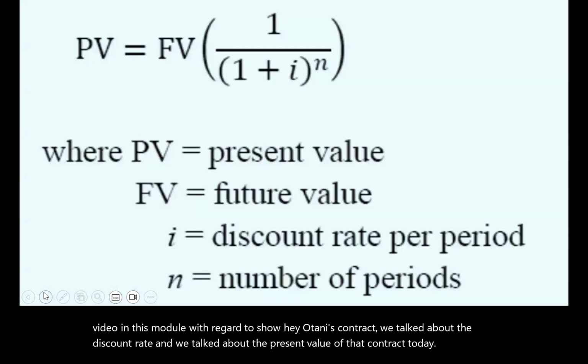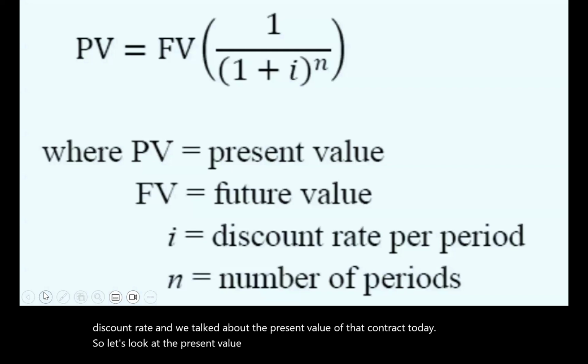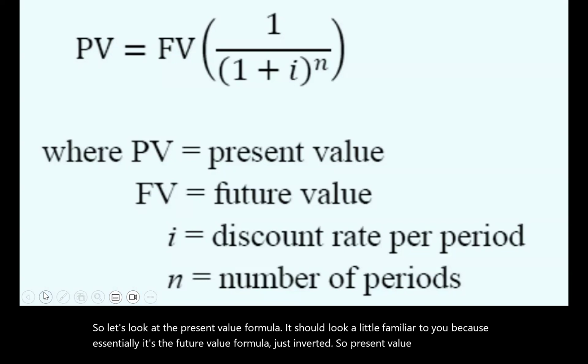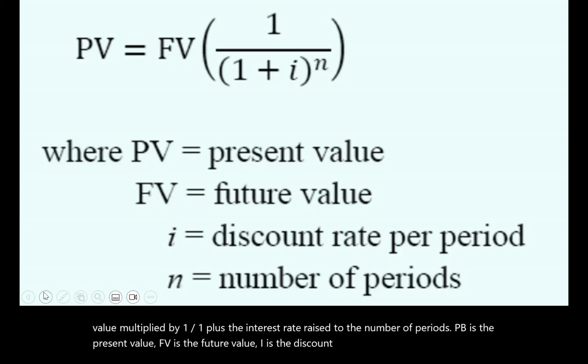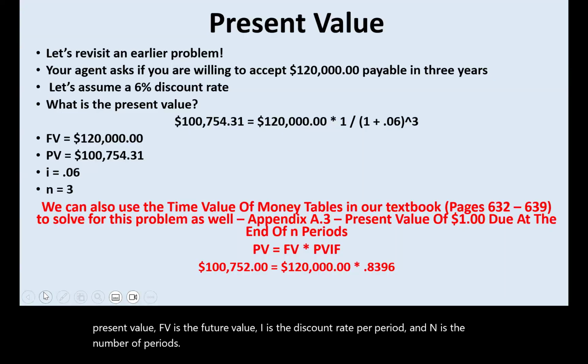So let's look at the present value formula. It should look a little familiar to you because essentially it's the future value formula just inverted. So present value equals future value multiplied by 1 divided by 1 plus the interest rate raised to the number of periods. PV is the present value, FV is the future value, I is the discount rate per period, and N is the number of periods. So let's look at an example.